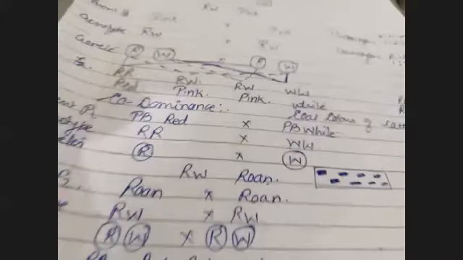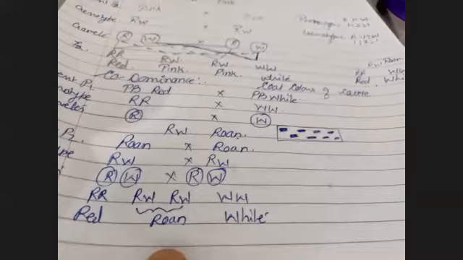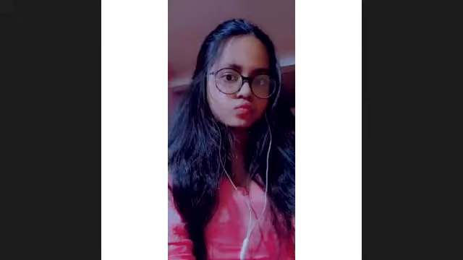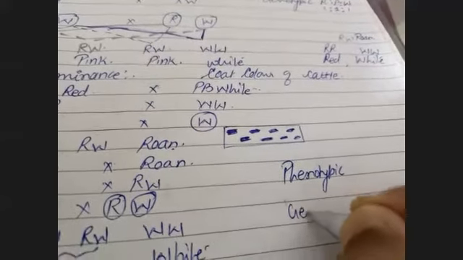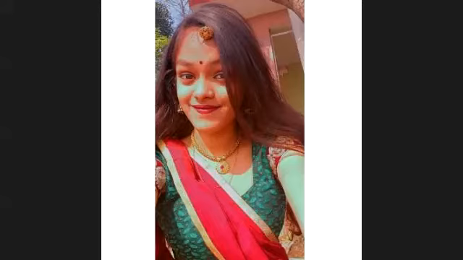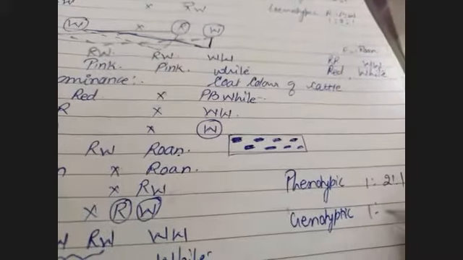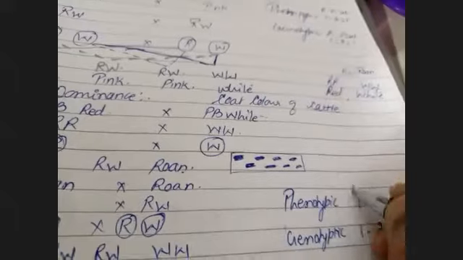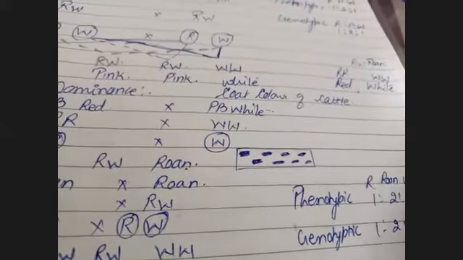जो आपको उधर पिंक मिला था, इधर मैं रोन लिख रही हूँ. Same it is, just see. Correct or no? Yes ma'am. So the phenotypic ratio इधर क्या आएगा? 1:2:1. And genotypic ratio is 1:2:1. One is red, then is roan, and then is white. Again, phenotypic and genotypic ratio are similar. So this is called as codominance.